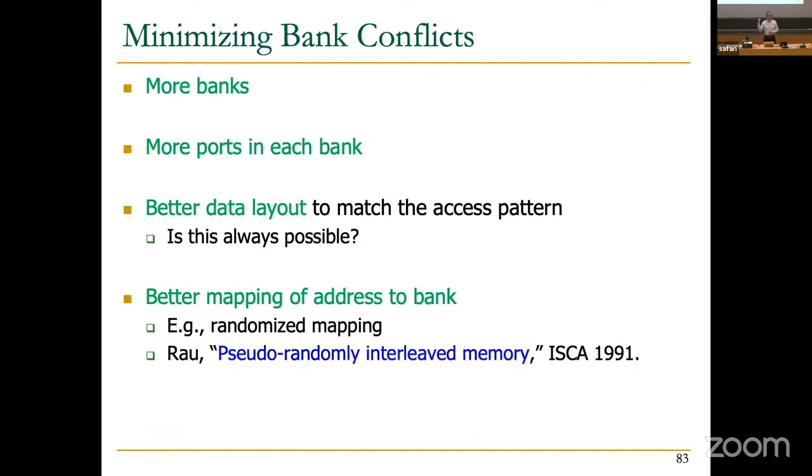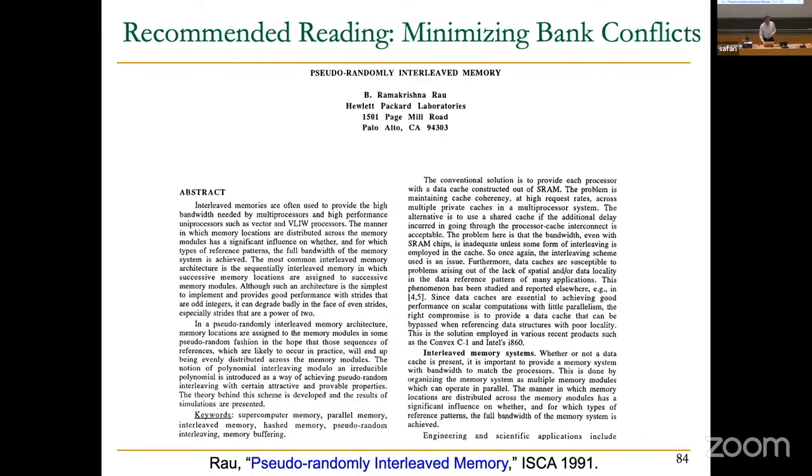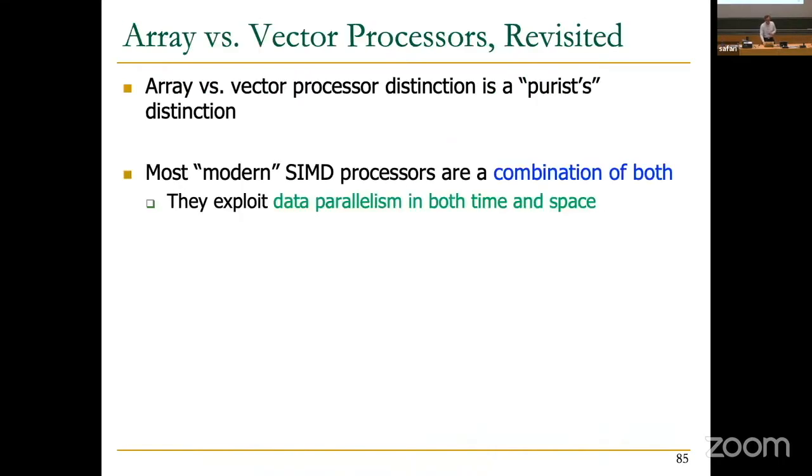And this is a beautiful paper that talks about the idea. You may recall the name Bob Rau. This is the person who developed the VLIW processors also, but he had actually worked a lot on vector processors in the past. And you can see that there is a lot of mathematical theory that goes into randomizing the address mapping function to banks. Which address should go to which bank, basically. We're going to get back to this in the memory system.